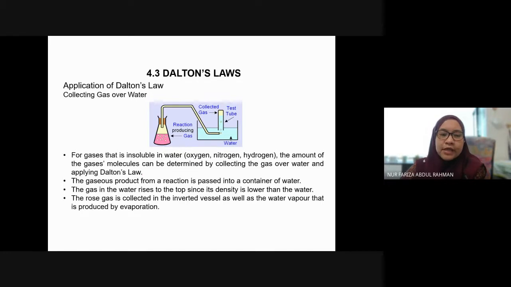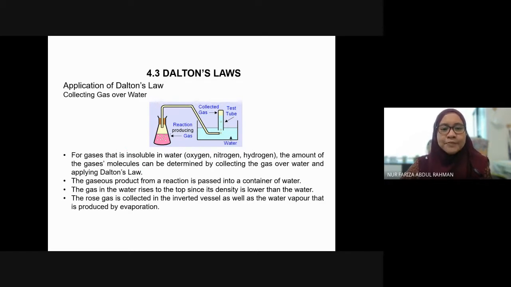Okay, all right, so we can use, for example, okay, you have a reaction. That reaction produce gas. Okay, and you want to collect the gas, you want to measure the gas, you want to measure the pressure ke, you want to measure the mole ke, whatsoever kan, basically you want to collect the gas produced. So how do you collect the gas? Okay, so one of the way is by collecting the gas over water. Okay, so this is also applying Dalton's law lah dekat sini.